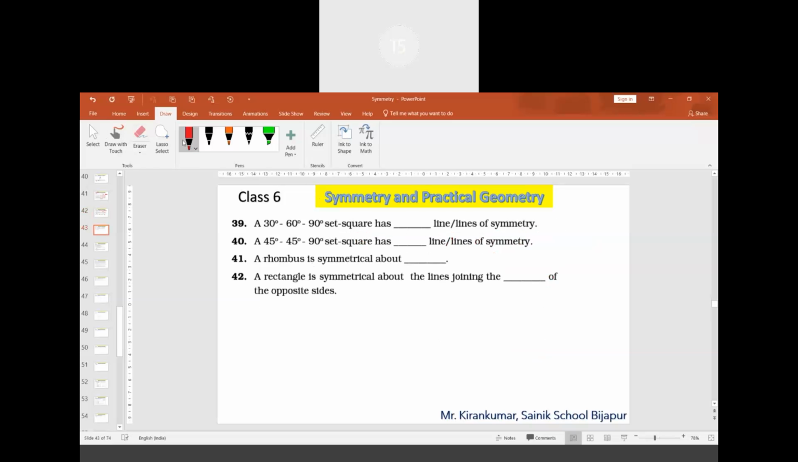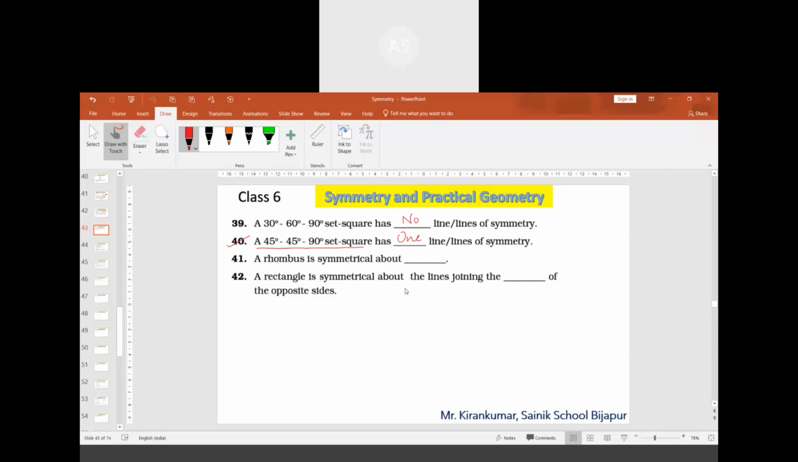Question number 39. A 30-degree, 60-degree, 90-degree set square has dash lines of symmetry. This will not have any line of symmetry. None. Whereas this particular set square, 45-degree, 45-degree, there will be one line of symmetry.